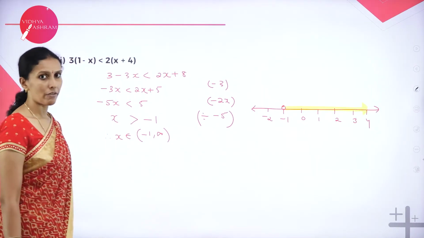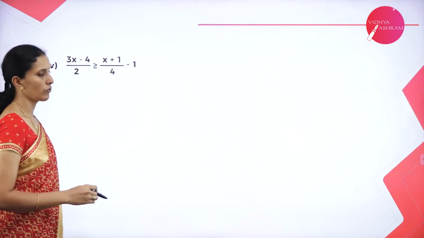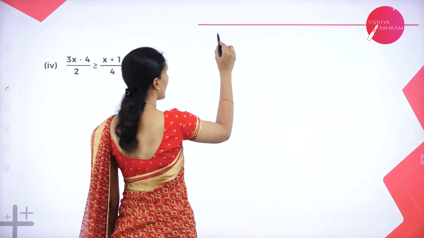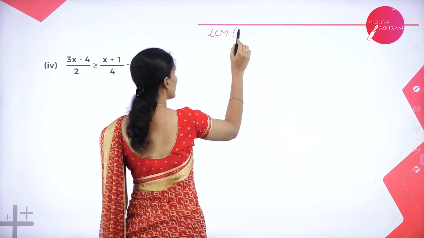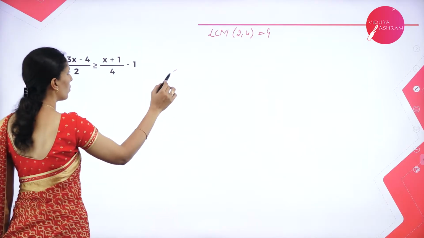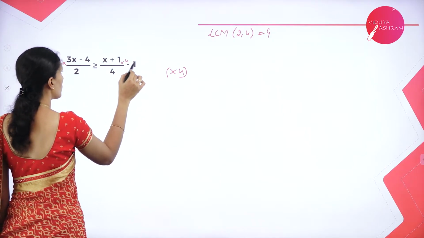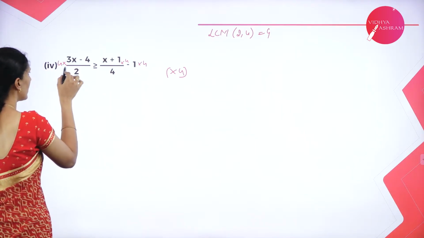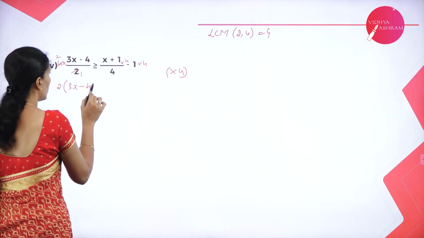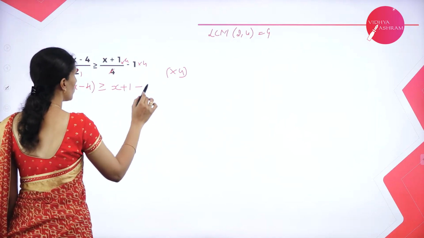Next one we have (3x minus 4)/2 greater than or equal to (x plus 1)/4 minus 1. Whenever you have denominators, that is fractions, take the LCM of those numbers. LCM of 2 and 4 is 4. So what you will do, multiply 4 to the whole inequality. So you are going to multiply 4 here also, 4 here also. Here it cancels, 2 into 3x minus 4 greater than or equal to, 4 cancels, x plus 1 minus 1 into 4 is 4.